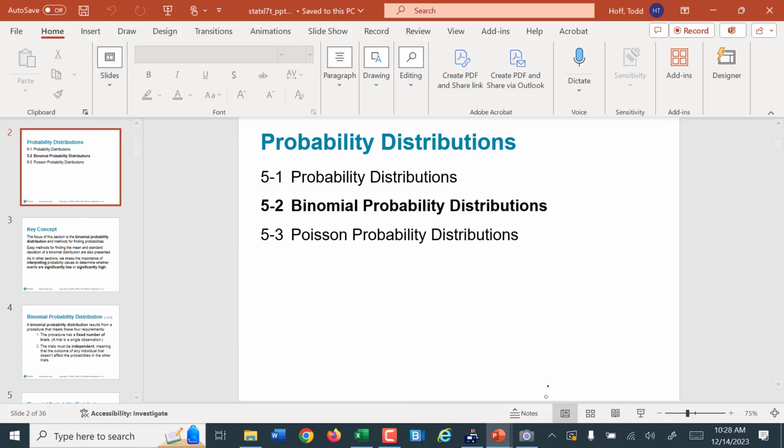So now I want to focus in on a special discrete distribution called the binomial distribution. And I am actually going to come back and do a separate video on this in just a few minutes.